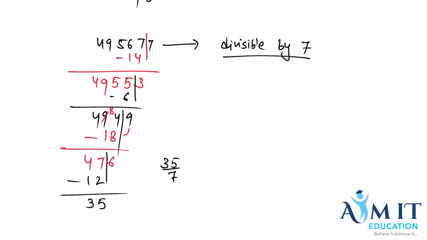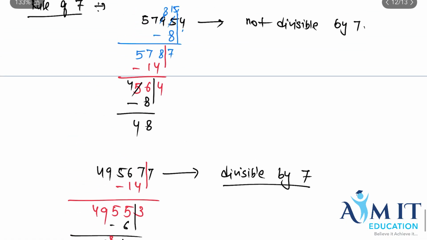First, we have to separate the ones place digit and double it. Like here it is 7, so twice 7 is 14, and we have to subtract 14 from the remaining number. Like we separated the ones place. After separating the ones place, we have the remaining number, so we subtract the doubled number from it. And we repeat this process until we get a two digit or one digit number. By this we check whether the number is divisible by 7 or not. So this is the rule for 7.